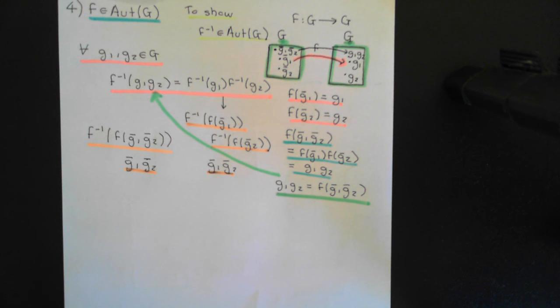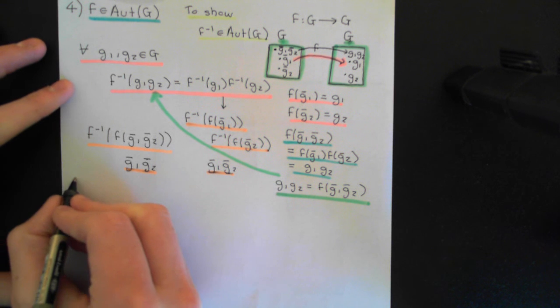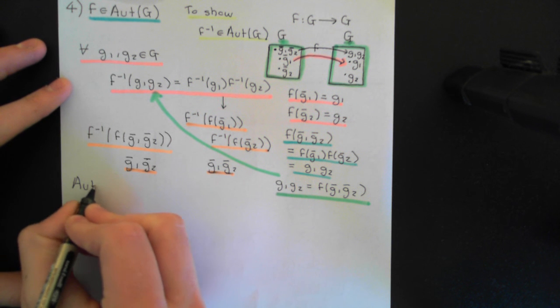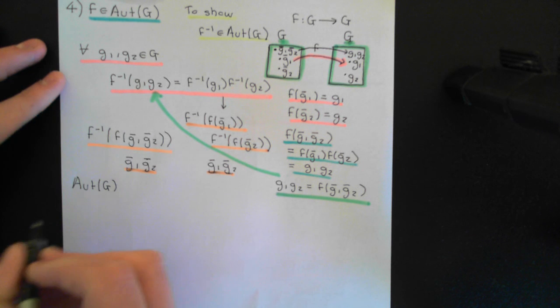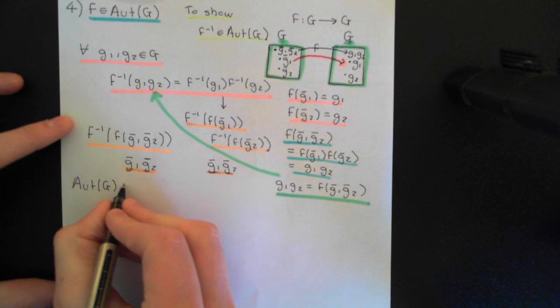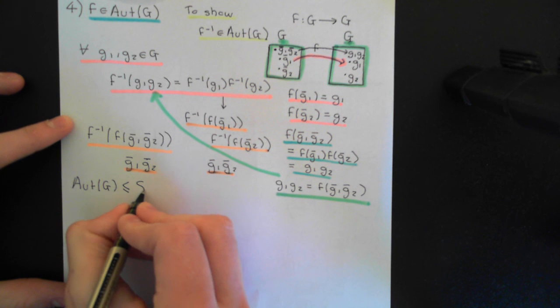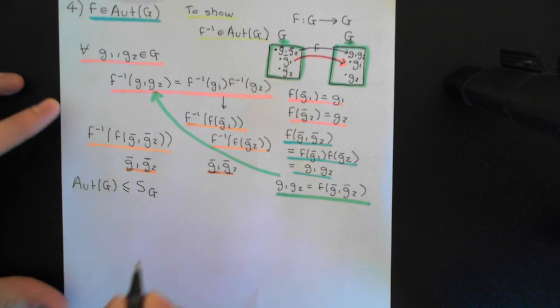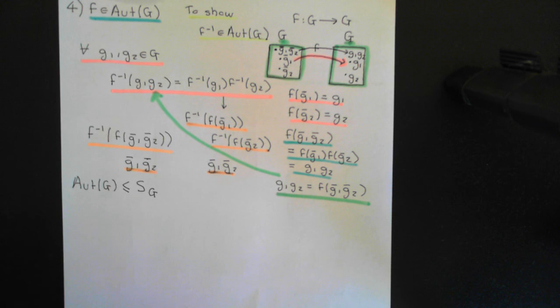So what I've now proven is that if f is an automorphism of the group capital G, then its inverse set permutation, f inverse, will also be an automorphism of the group capital G. And with that, we have finally proven that this set of all automorphisms of the group capital G, which is a subset of the symmetric group on the group capital G, is in fact a subgroup. So it's a very special subset of the symmetric group on the group capital G. It is in fact a subgroup.